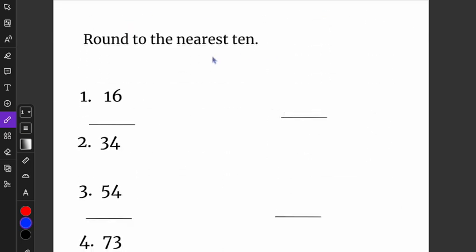Nearest 10. So when we're rounding to the nearest 10, we're just asking what 10 it is closer to. So 16 is in between 10 and 20. Which 10 would it be closer to? And the answer is 20 because the ones place of 16 is greater than 5. That means we round up, the 1 becomes a 2, and the 6 becomes a 0. So this would be 20.